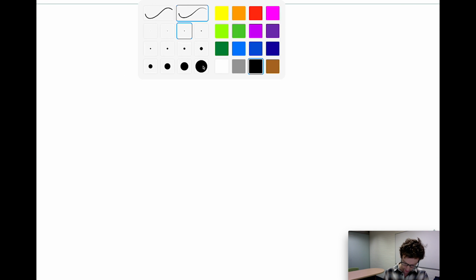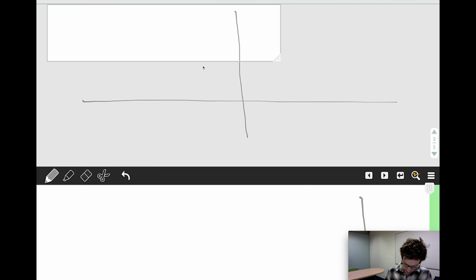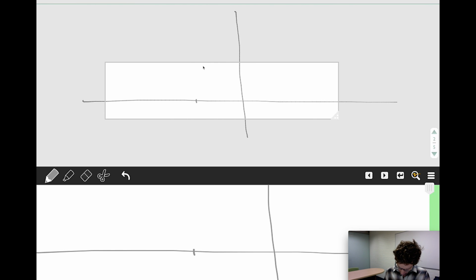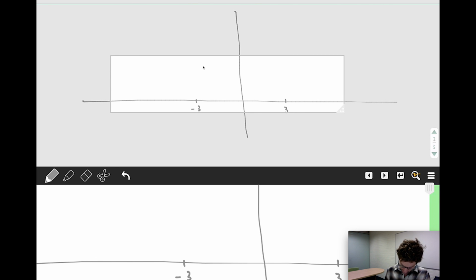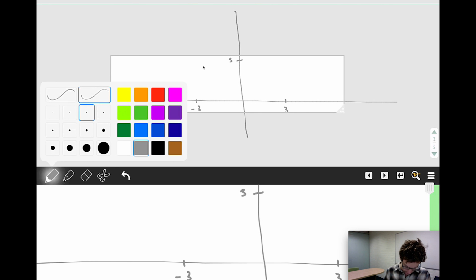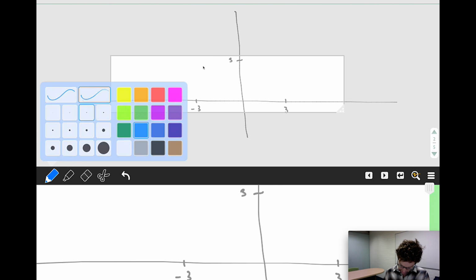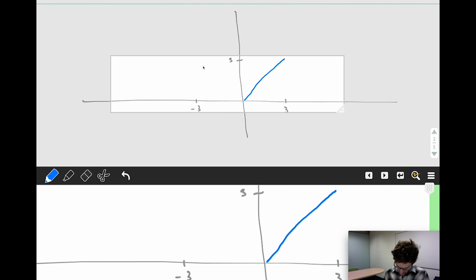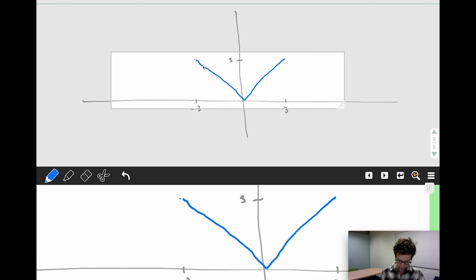So let's take a look at what the sketch of this would look like. So we're going to sketch it between minus 9 and 9. The function is defined between minus 3 and 3 as the absolute value of x. So for positive values of x, that's not going to do anything. And for negative values of x, it's going to change the sign so that I get a positive number. So that's the absolute value of x between minus 3 and 3.